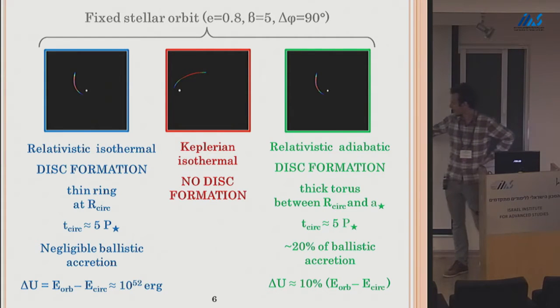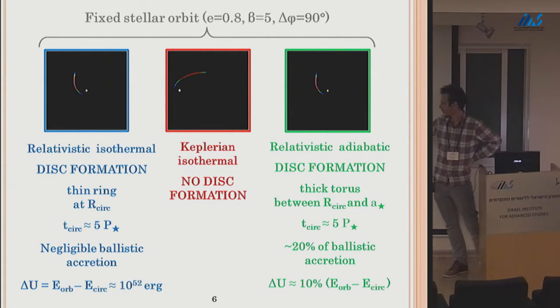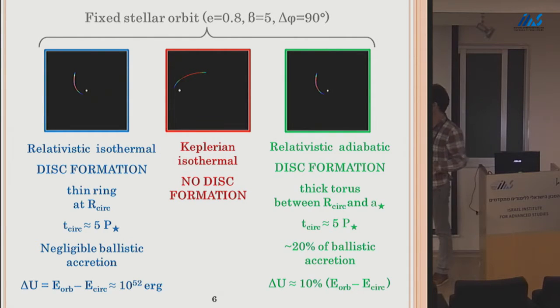Okay, so in this case, a thin ring forms at the circularization radius with a circularization timescale about 5 times the dynamical timescale of the debris. And here we find that there is only negligible ballistic accretion onto the black hole. And another thing that can be derived is the thermal energy that is released during this disk formation. In this case, it's just given by the difference between the initial orbital energy of the stream and the final orbital energy, which is the circularization energy. In this case, it gives about 10^52 erg.